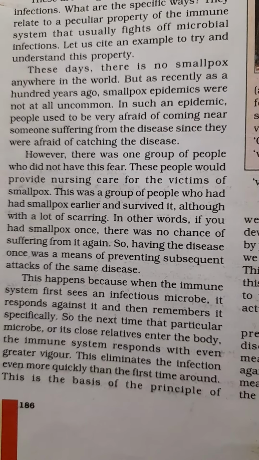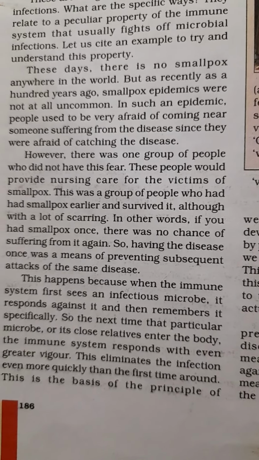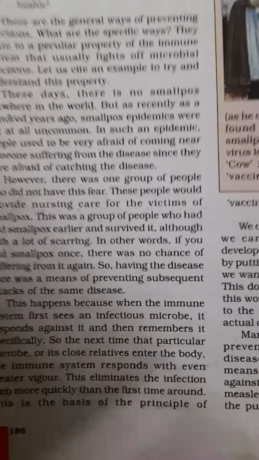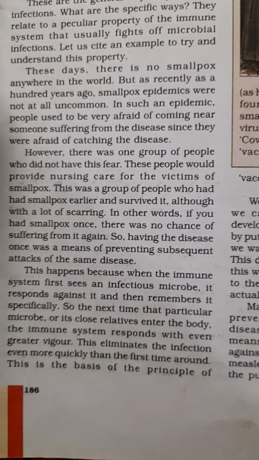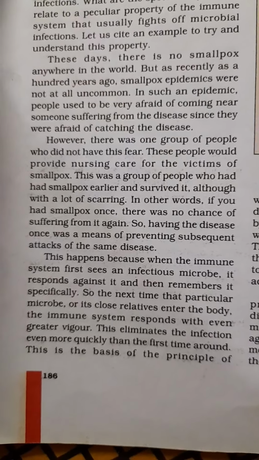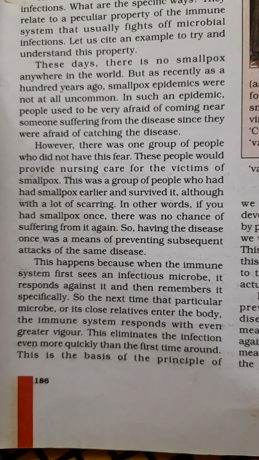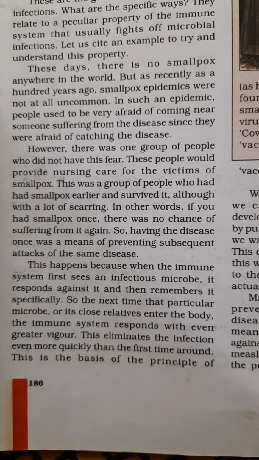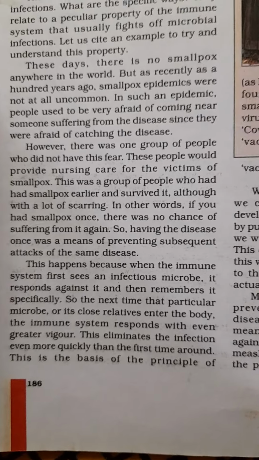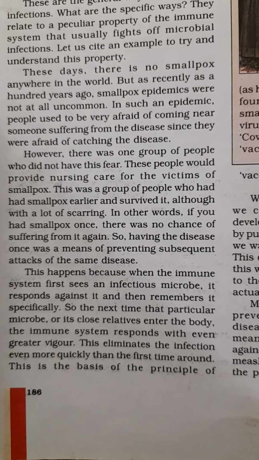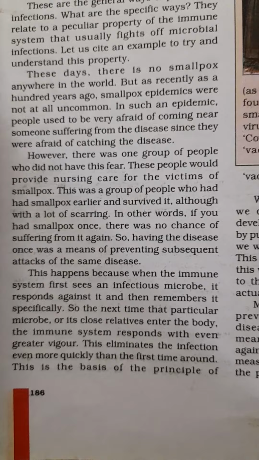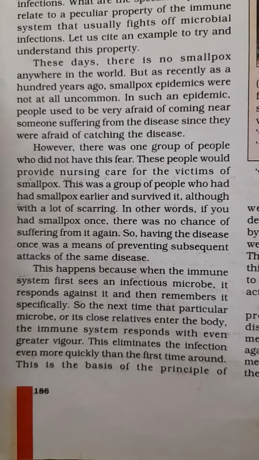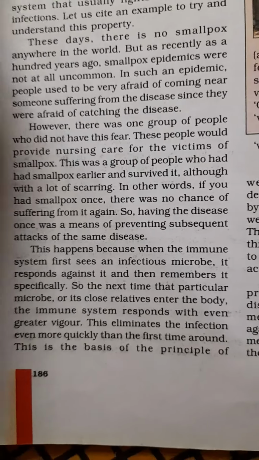In such an epidemic, people used to be very afraid of coming near someone suffering from the disease, since they were afraid of catching it. However, there was one group of people who did not have this fear. These people would provide nursing care for the victims of smallpox. There was a group of people who had smallpox earlier and survived it with a lot of scarring. In other words, if you had smallpox once, there was no chance of suffering from it again. So having this disease once was a means of preventing subsequent attacks of the same disease.